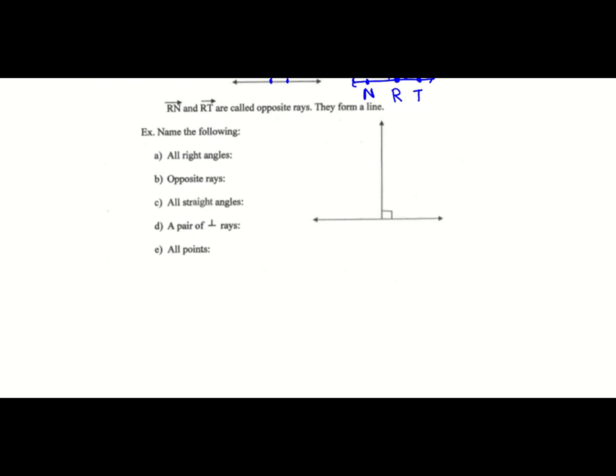Okay, let's look at one last example. This says, name the following. All right angles is our first task. So let's label our points here. We have T, P, Q, and S.